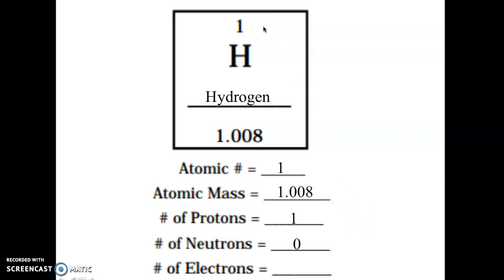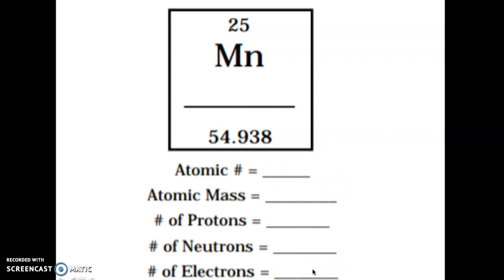So this is unique to hydrogen. So why does hydrogen not have any neutrons? Because if you take our atomic mass, round it to a whole number, so 1.0 rounds to 1, 1 minus 1 is 0. So hydrogen doesn't have any neutrons. And how many electrons? 1, because the atomic number is always equal to the protons equal to the electrons.